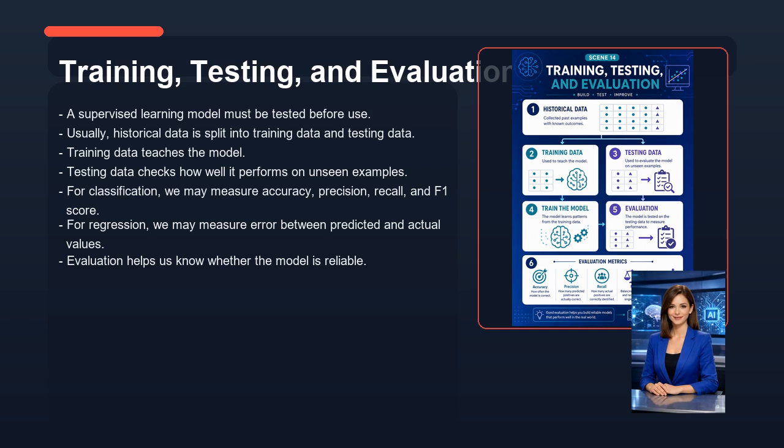For classification, we may measure accuracy, precision, recall, and F1 score. For regression, we may measure error between predicted and actual values. Evaluation helps us know whether the model is reliable.